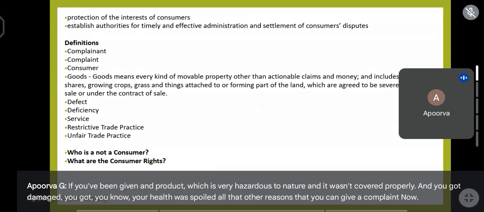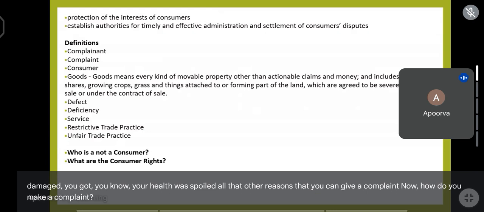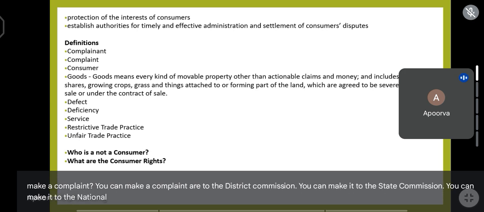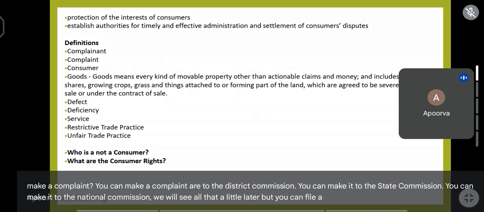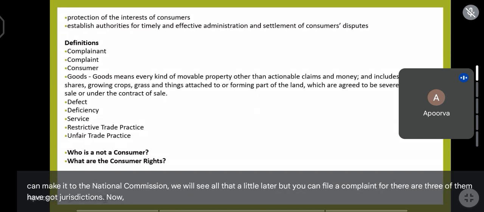Now, how do you make a complaint? You can make a complaint to the district commission, the state commission, or the national commission. We will see all that a little later. All three of them have jurisdictions. Now, how do you make a complaint? You have to give it in writing.